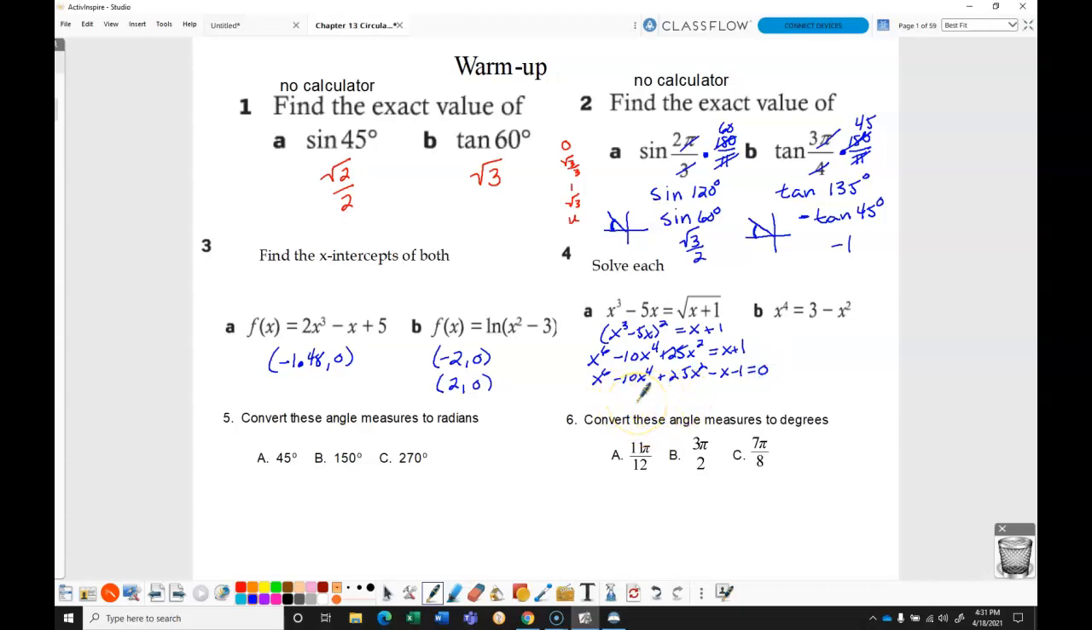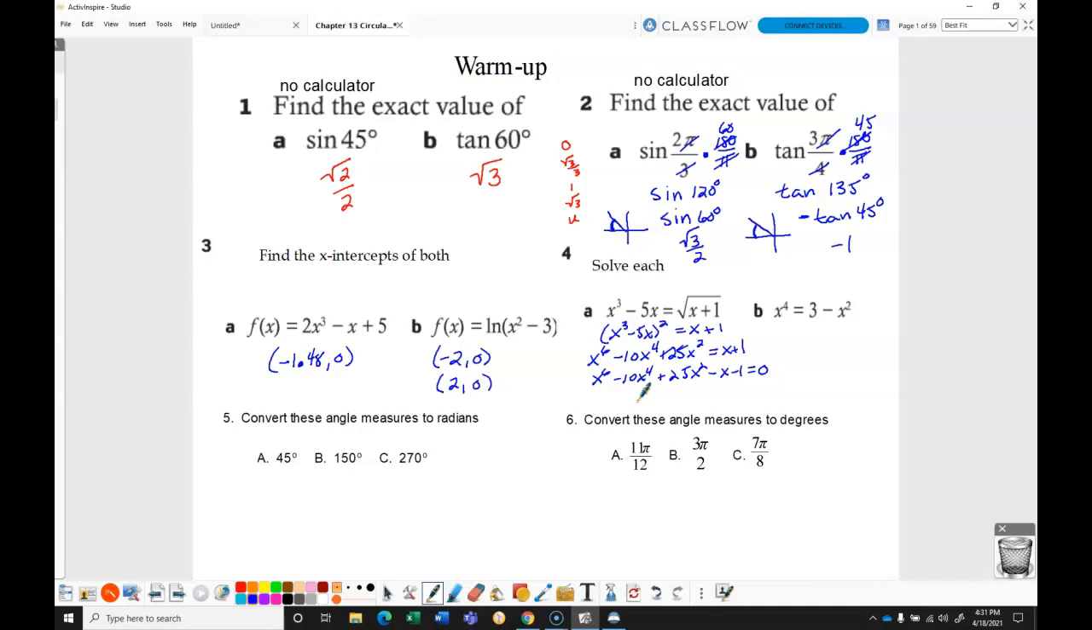So I'm going to go ahead and graph it and get all of my x-intercepts on here. Again, the maximum I'm expecting is 6, because that's the degree of the polynomial. Okay, so it's going to take me a few seconds to type in. I've got x to the 6th minus 10x to the 4th plus 25x squared minus x minus 1.